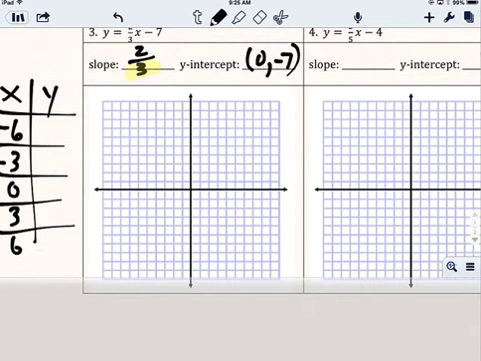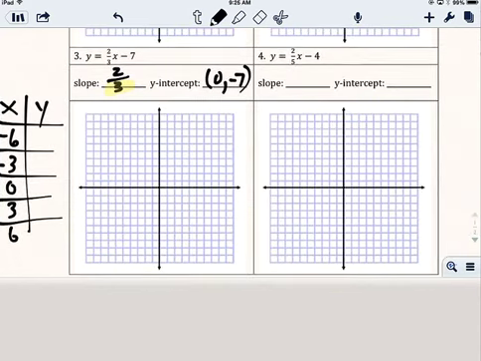So negative 6 times 2/3 is negative 6 over 3, which is negative 2, times 2 is negative 4. And then I take away 7, which is negative 11. Then I'll do negative 3 times 2/3. Negative 3 divided by 3 is negative 1, times 2 is negative 2. Minus 7 is negative 9.